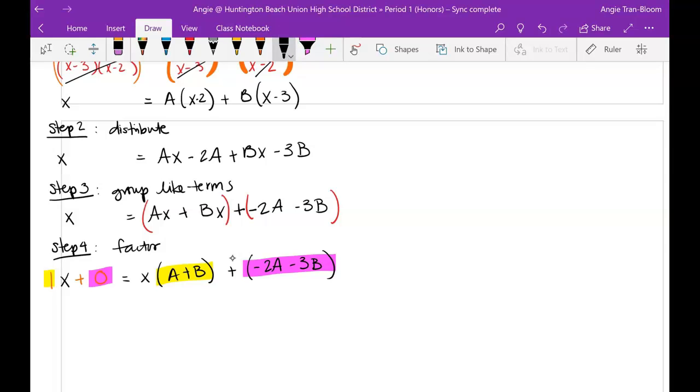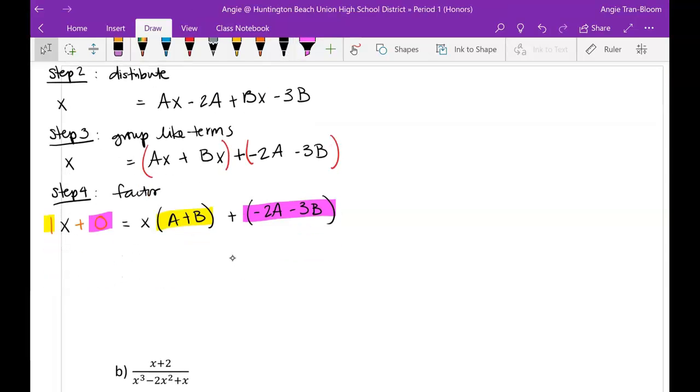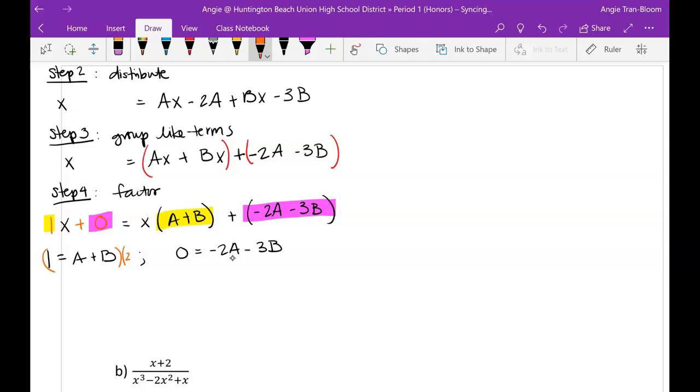So what you do is take them and set them equal to one another. So 1 equals A plus B, then 0 equals negative 2A minus 3B. Yes, that's exactly what you do. Now I'm going to solve this. You can use a matrix, you can use algebra. I'm going to use algebra. I will multiply this by 2, so I can use elimination.